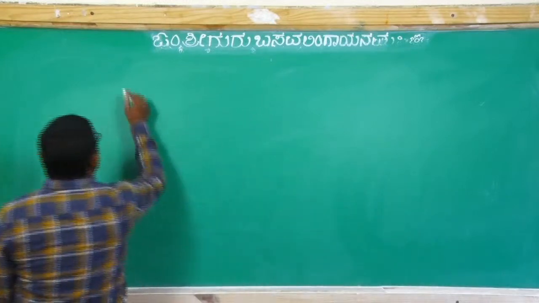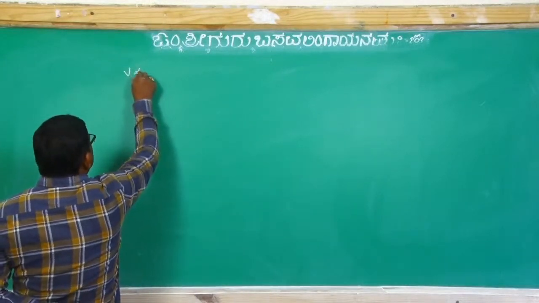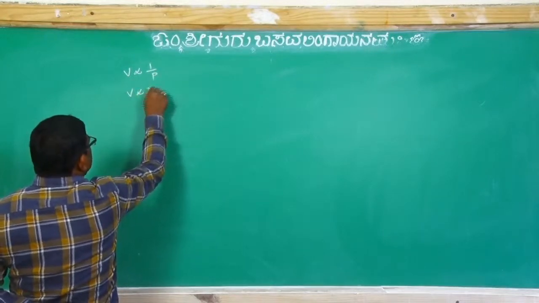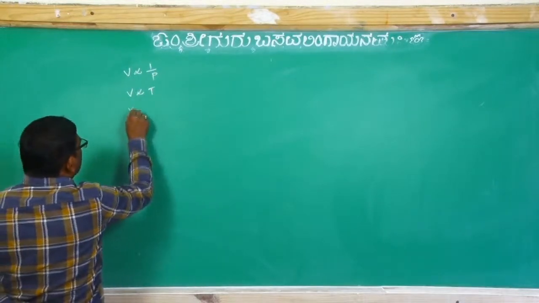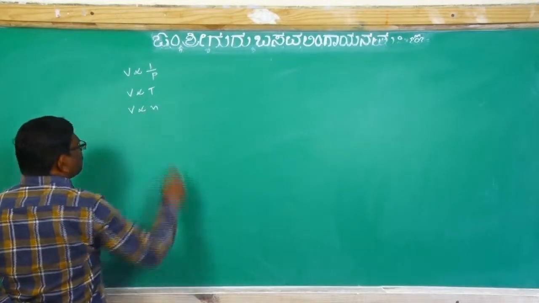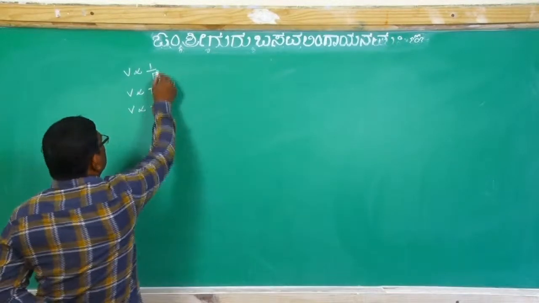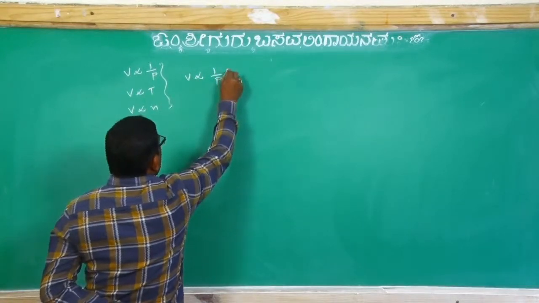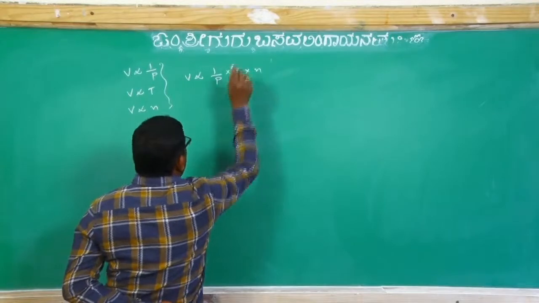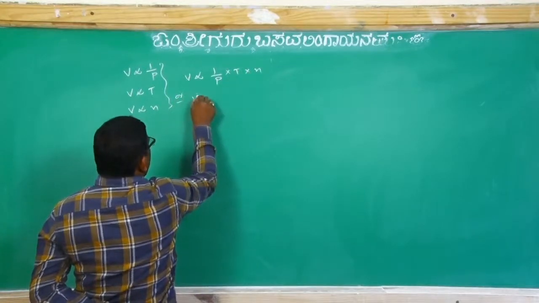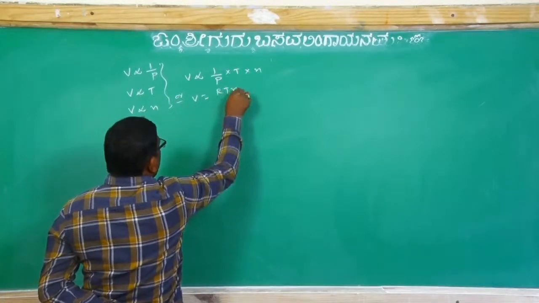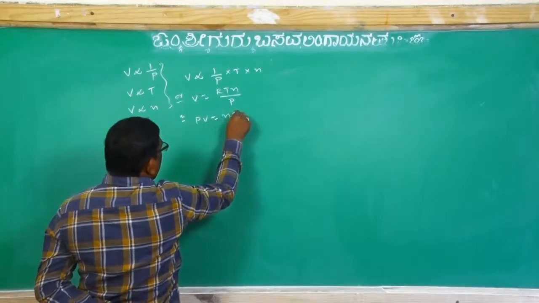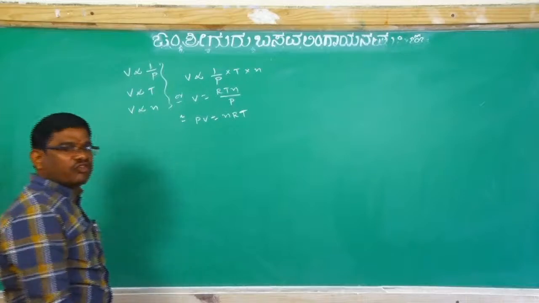Correct? Here, Boyle's law: V is directly proportional to 1 by P. Charles's law: V is directly proportional to T. Avogadro's law: V is directly proportional to n. From these three, V is directly proportional to 1 by P into T into n, or V equals R T n by P, or rewriting it, PV equals nRT, is the ideal gas equation.